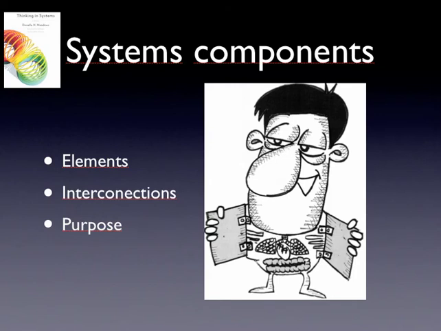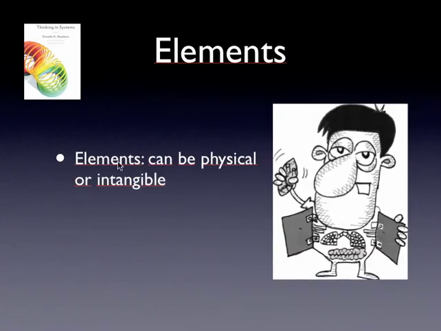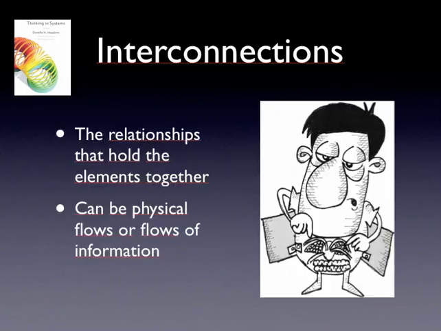Now let's discuss the system main components: the elements, the interconnections, and the purpose. Elements can be physical or intangible. Intangible, for example, is our soul. Interconnections are the relationships that hold the elements together. They can be physical flows or flows of information. I guess you can figure out some relationships that hold our body together. Think about the flow of fluids in your body and the flow of thoughts in your mind.